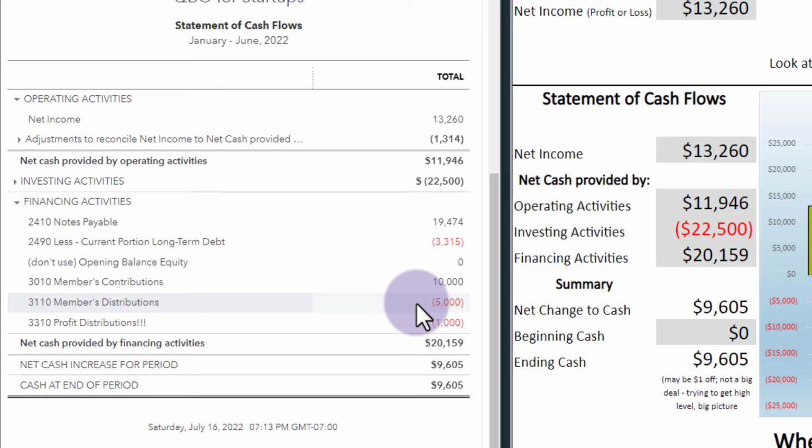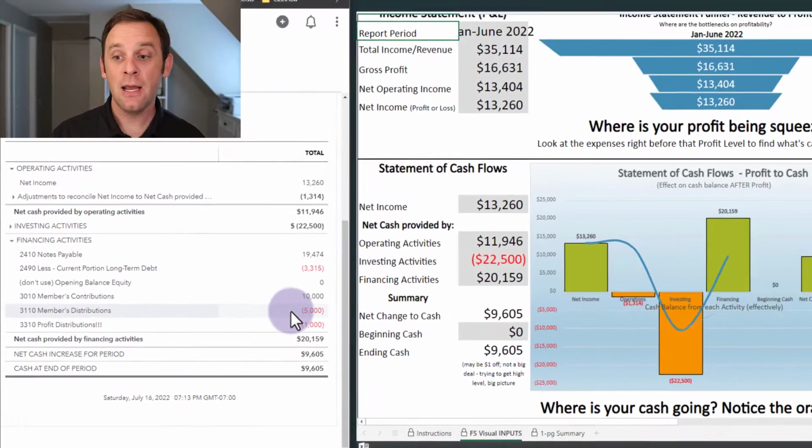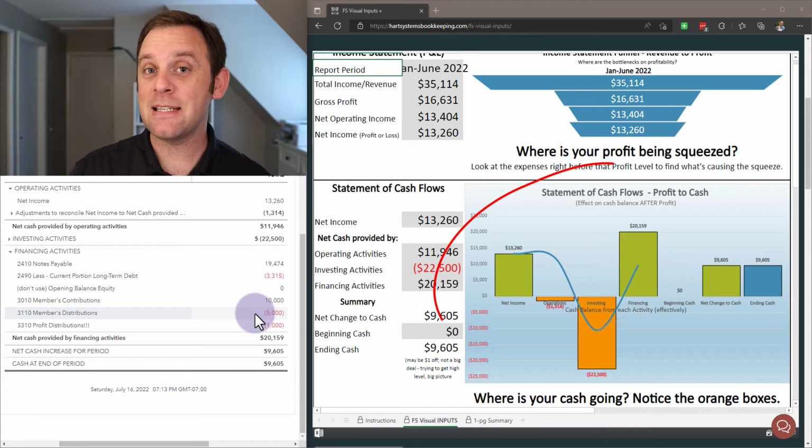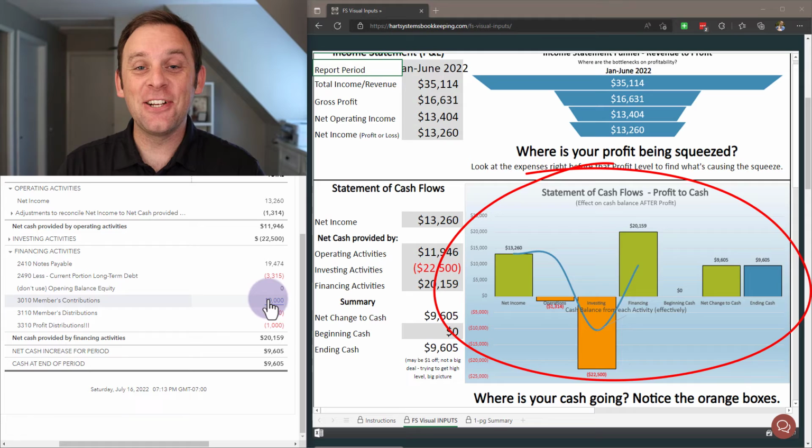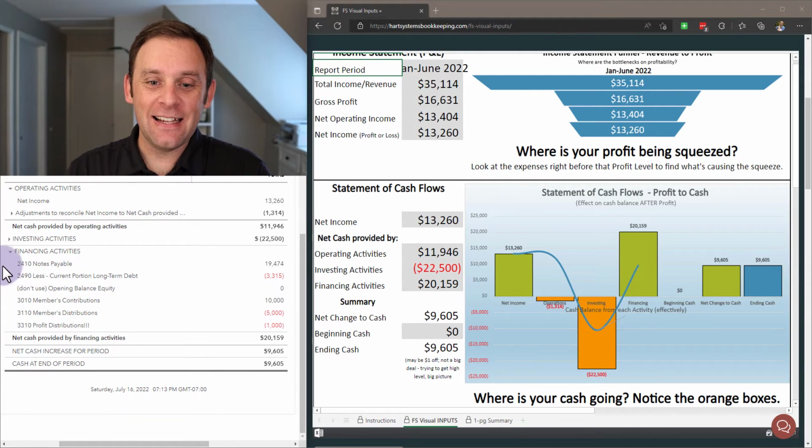Profit distributions, if you have multiple members, you would see multiple things going on here to the different members or owners or whatever it is. But that is another place where cash may be going that happens after profit. I love this report so much. It answers such good questions like that. Okay, let's wrap this up.